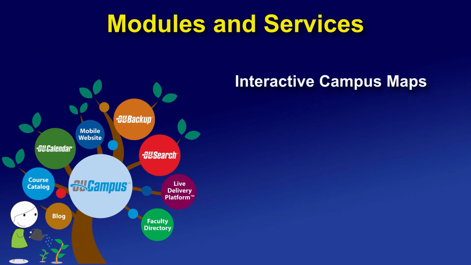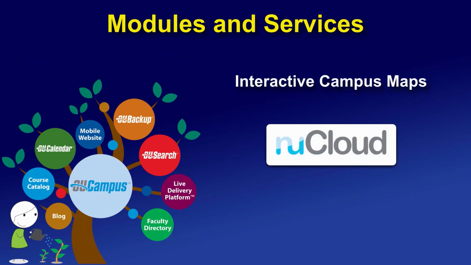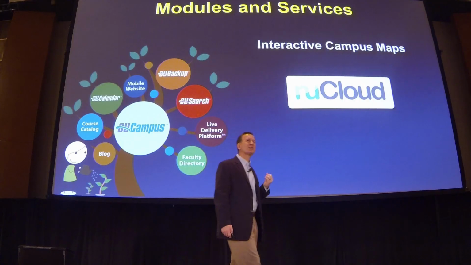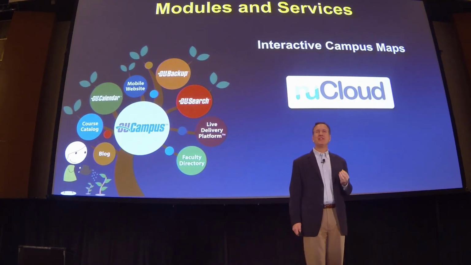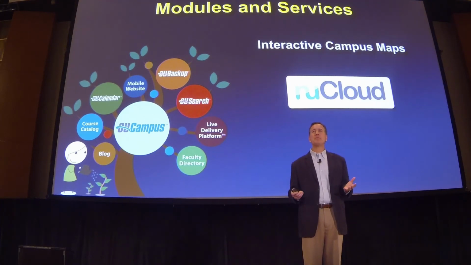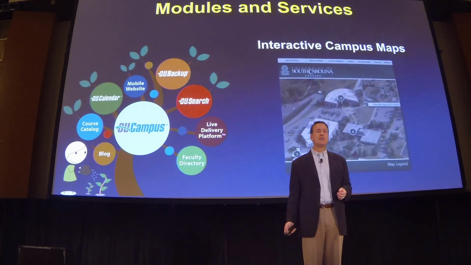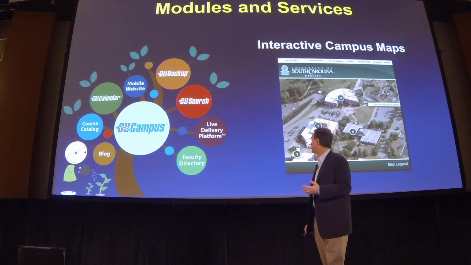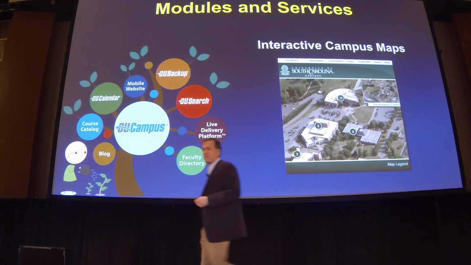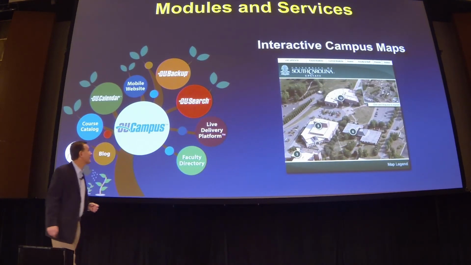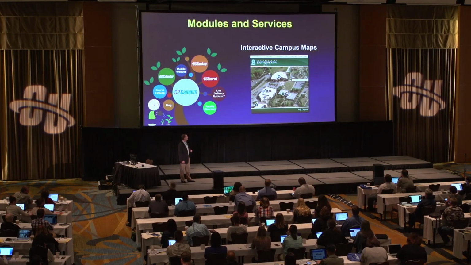Interactive campus maps, something from our friends and partners at NewCloud. This is a terrific module that you can buy from us that provides you with an interactive campus map, a virtual tour, if you will, of your campus. So for example, here we have a campus map from USC, University of South Carolina, for those of you that are in California and thinking something else.